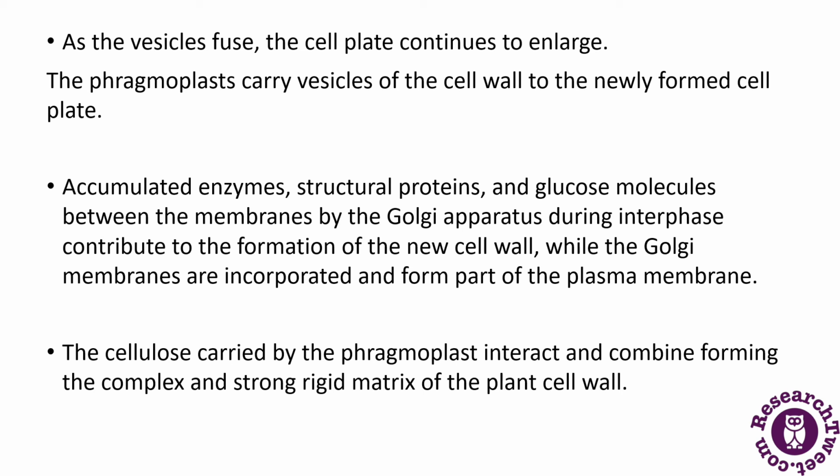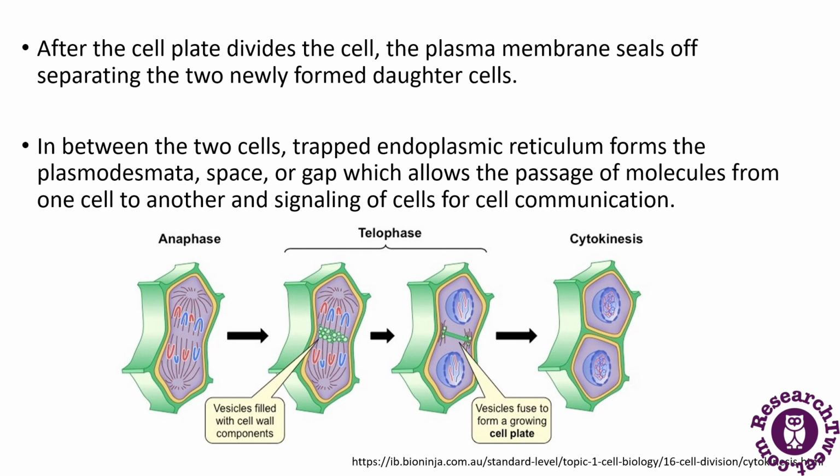The Golgi vesicles are incorporated and form part of the plasma membrane. The cellulose carried by the phragmoplast interacts and combines, forming a complex, strong, rigid matrix of the plant cell wall.